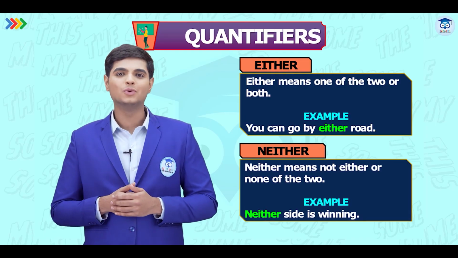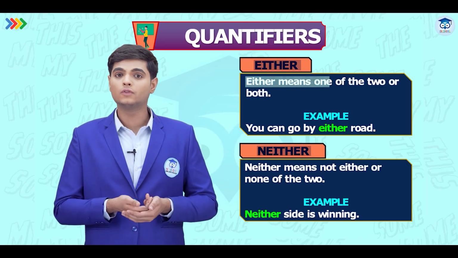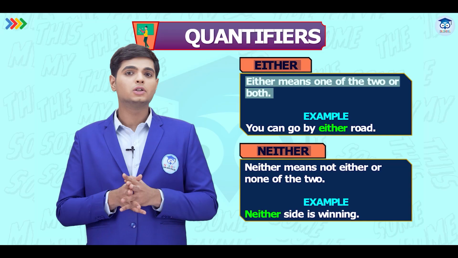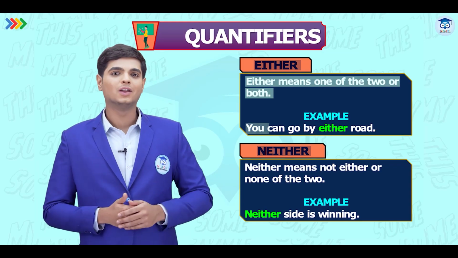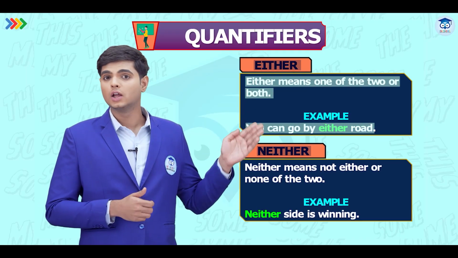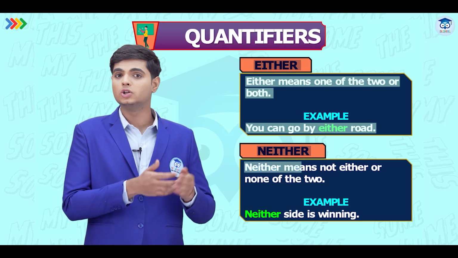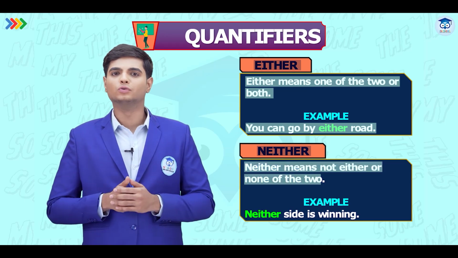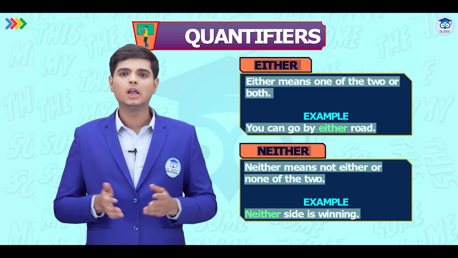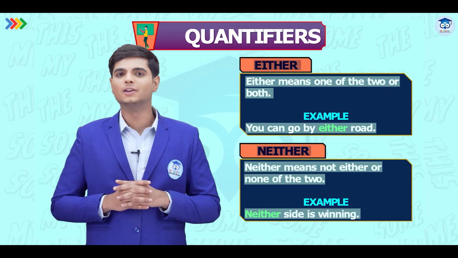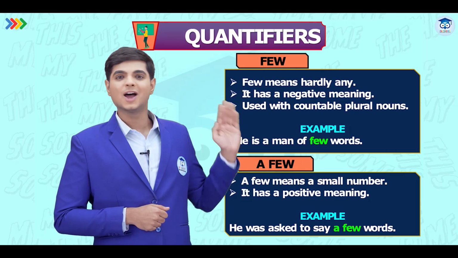Let's look at two related words, either and neither. The word either means one of the two or both, and we use it when we are given a choice between two options. For example, you can go by either road means both roads are acceptable. In contrast, neither means not either or none of the two. It's a negative form, so when we say neither side is winning, it means that none of the two sides are ahead.